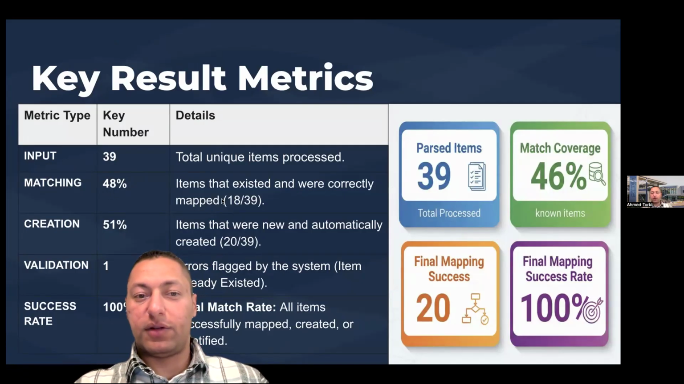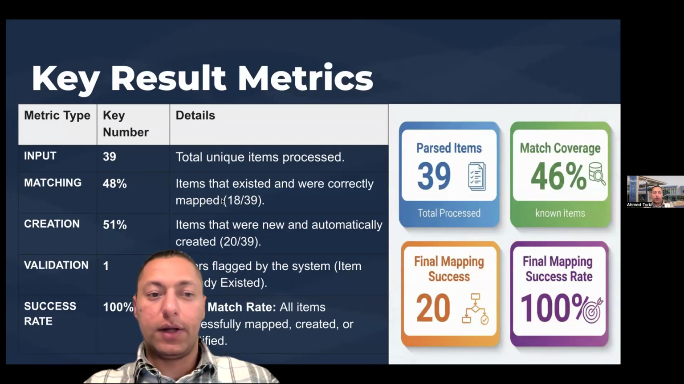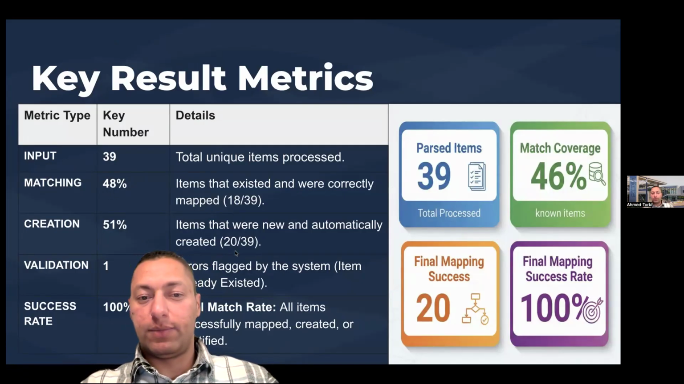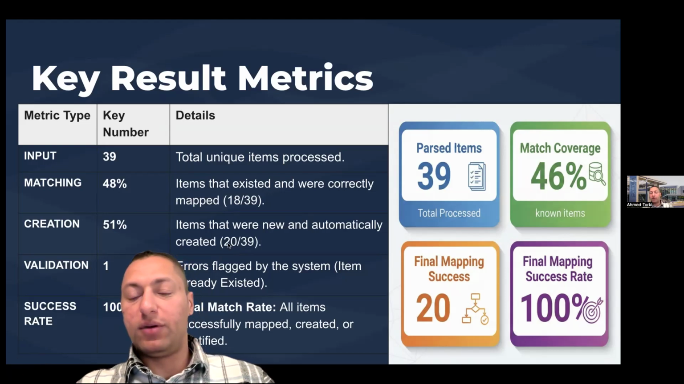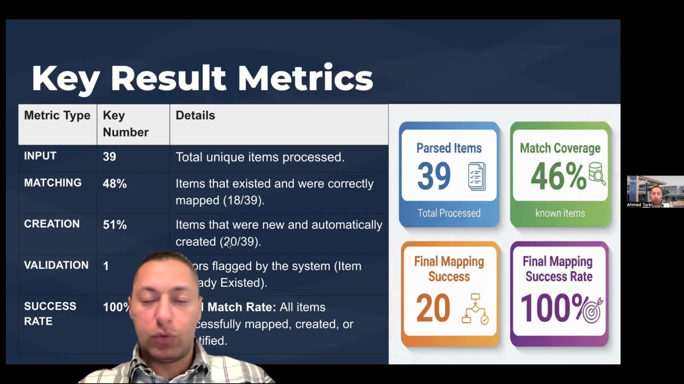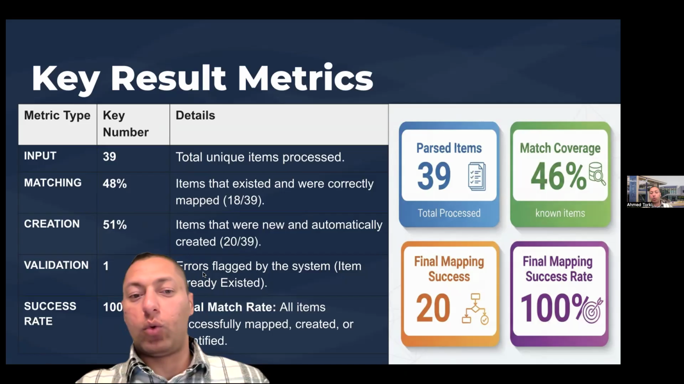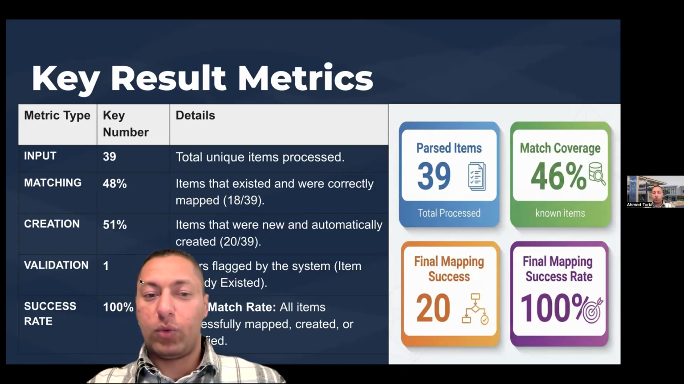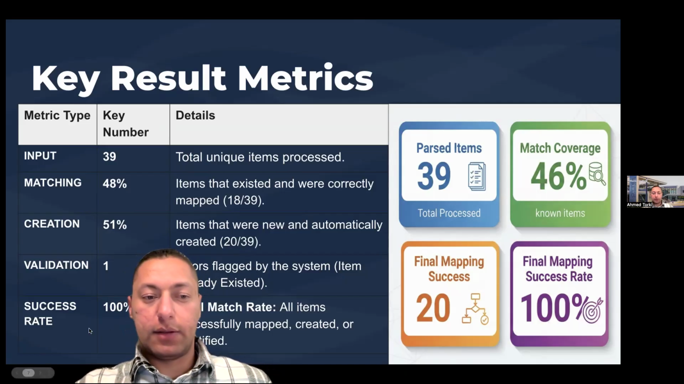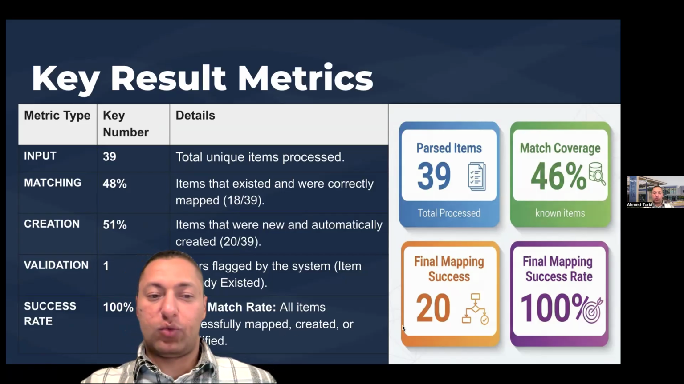48% of them match the names in our database, so these are fine, but 51% of them were missing. So we created these, and we mapped them to the right category to follow the same structure of our database. And here we found that one menu item already exists in the system. We flagged this one, and the success rate is 100%.